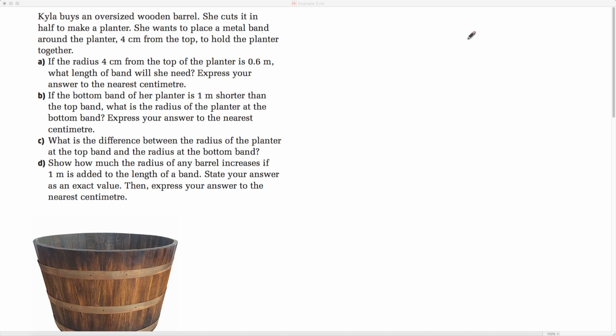This is part C, really simple. It's going to be a short video. I'm sure that you don't even really need to watch this, but it's the difference between the radius of the planter at the top and the radius at the bottom band.